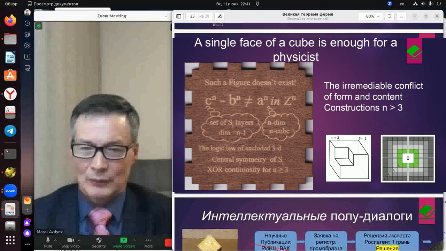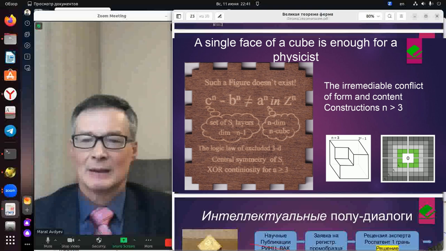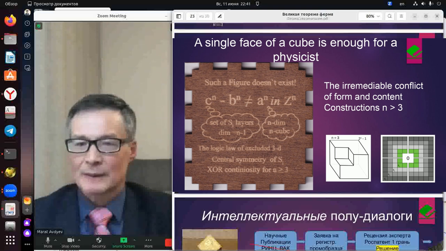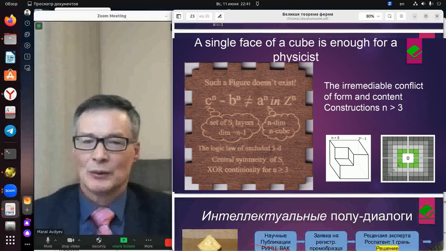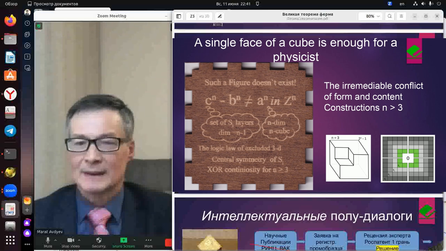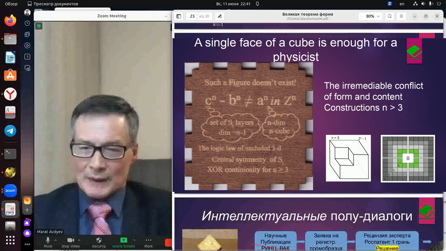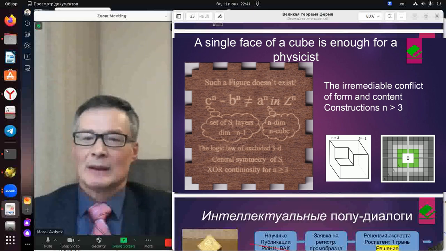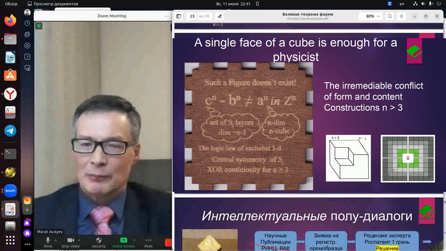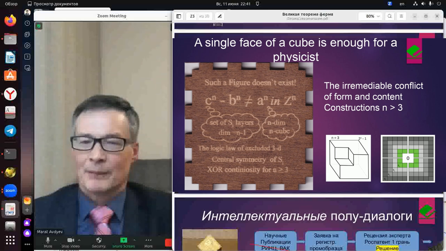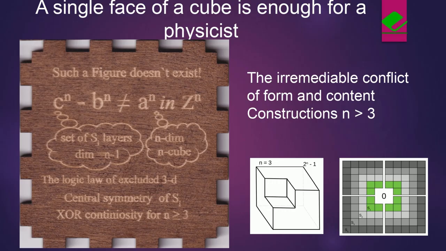To physicists, one look at the cube is enough to understand the proof of Fermat's last theorem. Let's transfer to the right side of the equation b to the degree n with a minus sign and represent the construction in n-dimensional space corresponding to this expression. On the right you see a hypercube of dimension n, a symmetric figure. On the left you see a set of layers of dimension 1 less.